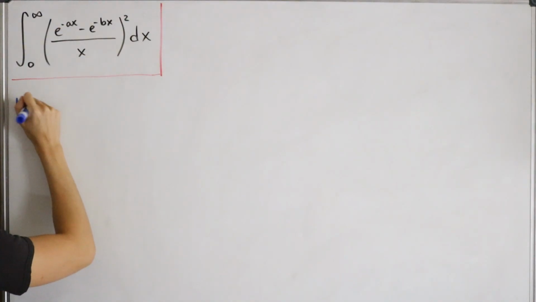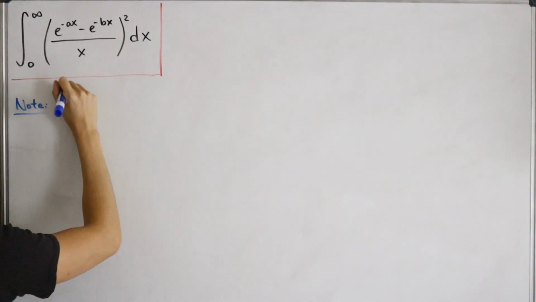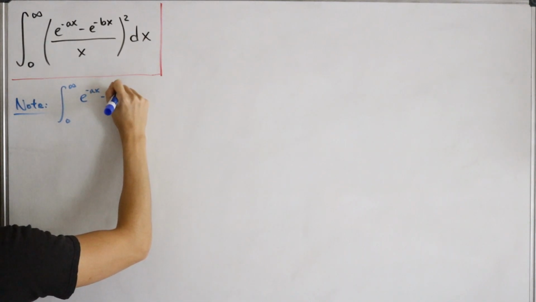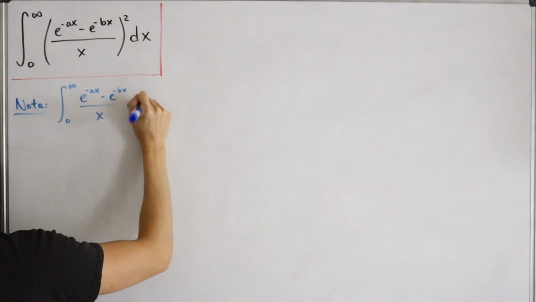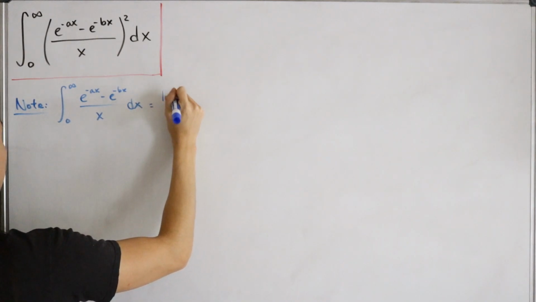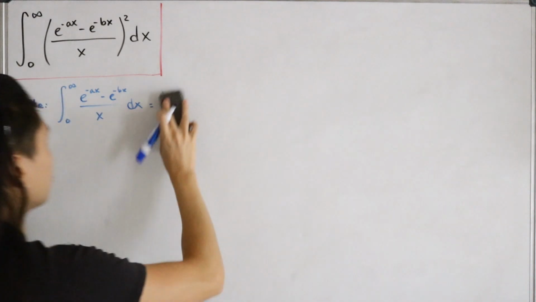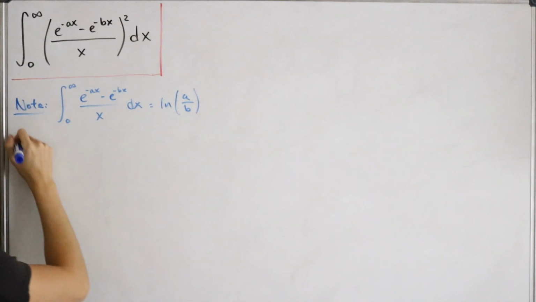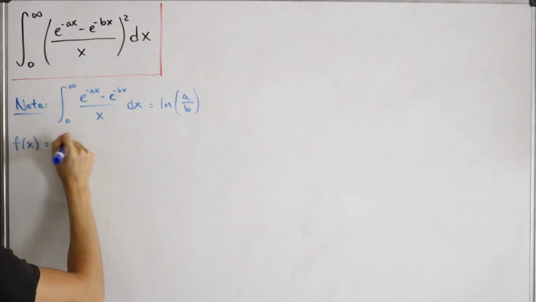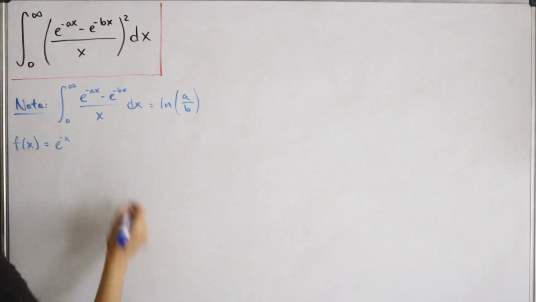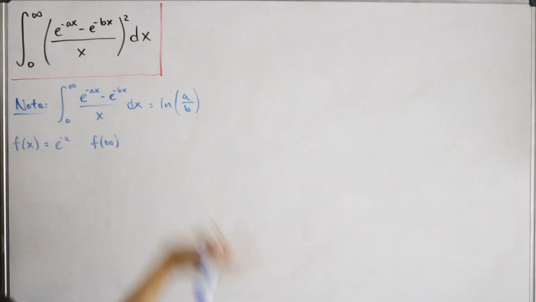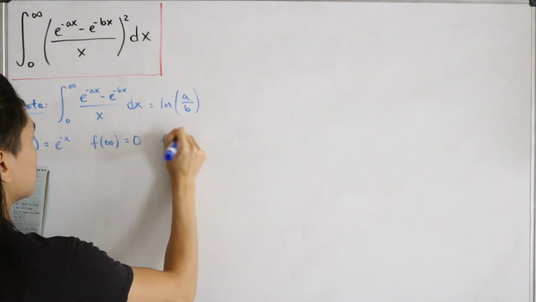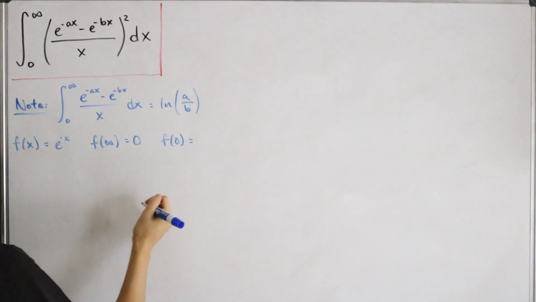So to start off, we note that this specific integral over here, 0 to infinity of e to the negative ax subtract e to the negative bx divided by x dx, is going to equal ln of a divided by b. And you'll notice that if I just plug in the function of our choice, we let f of x be e to the negative x. If I plug in our values, f of infinity, well, if we take that limit as it approaches infinity, we get that that's just going to equal 0. And then f of 0 is just going to equal 1.